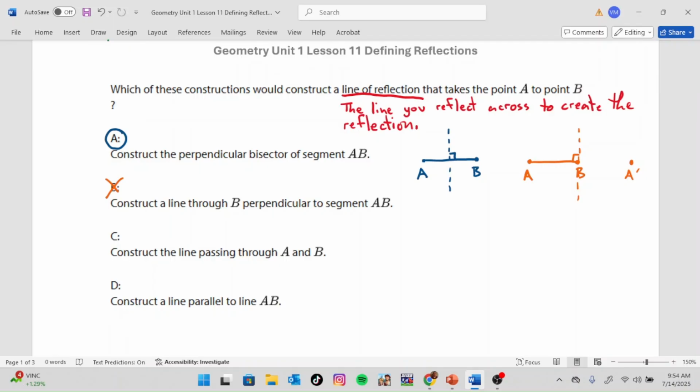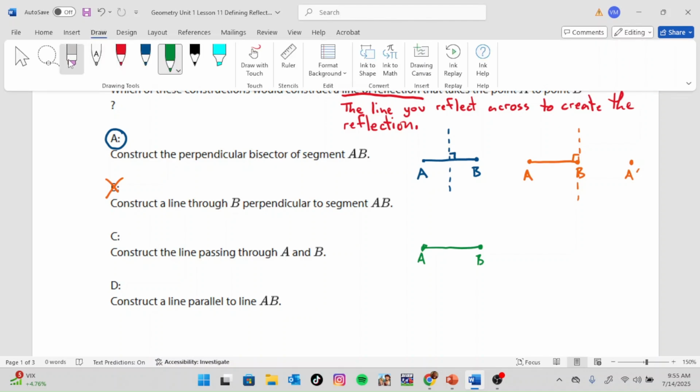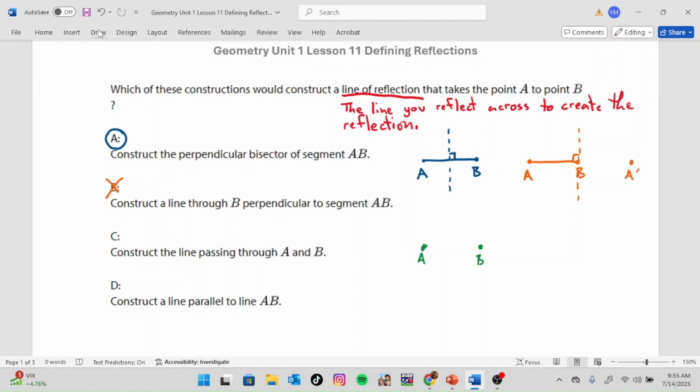Option C, construct the line passing through A and B. So I make my point A, I make my point B, and I have my segment connecting them. Or this one doesn't state segment, so let's not have that. But we want the line going through them. Well, the line would go on infinitely in both directions.